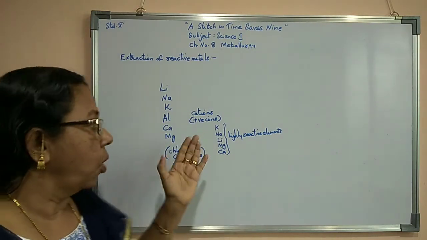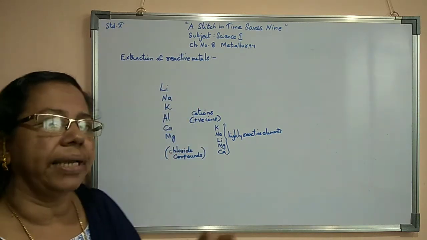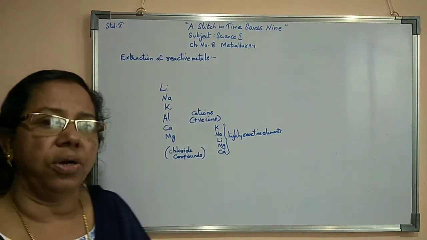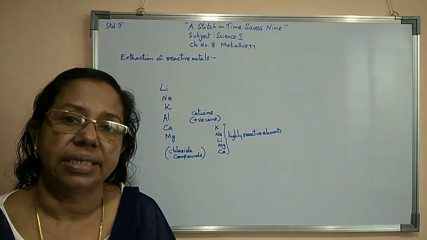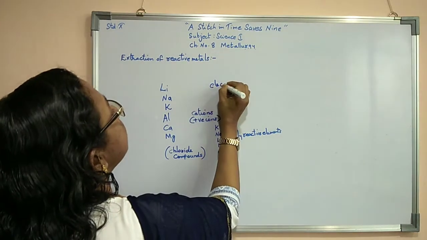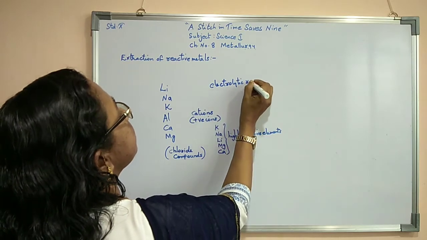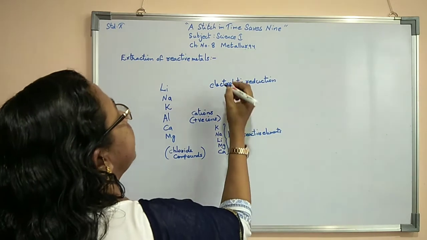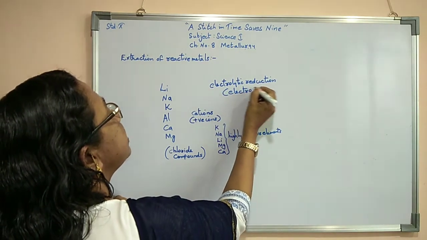Suppose chloride compounds like lithium chloride, sodium chloride, potassium chloride. From that we can separate these metals alone by using a specific method. That method is known as electrolytic reduction. This electrolytic reduction has one more name, that is electrolysis.